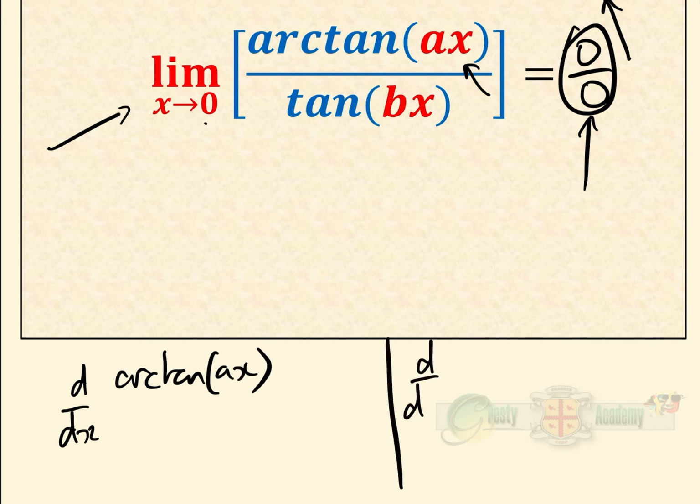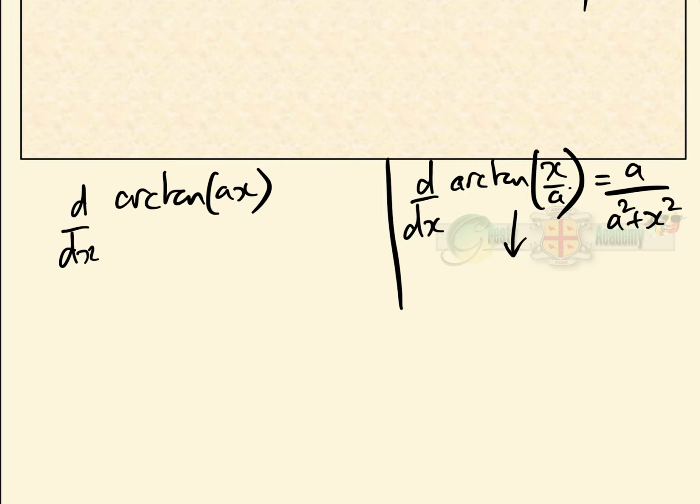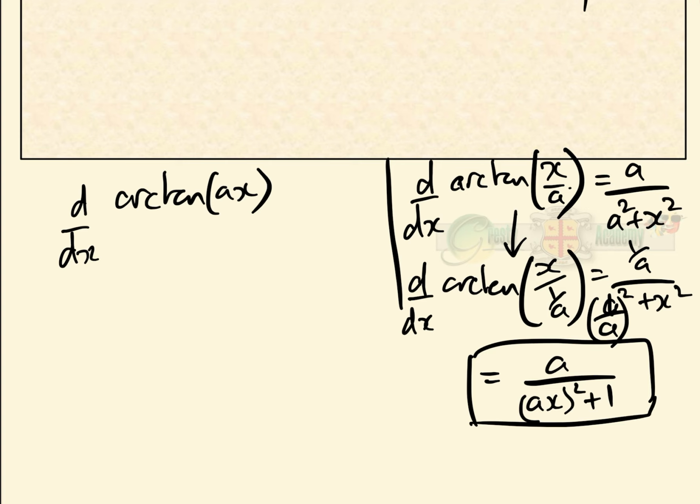Now most people remember how to differentiate arctan of x over a, which they remember as being a over a squared add x squared. Well, we could use this. All we would have to do is put 1 over a instead. So the differential with respect to x of arctan of x over 1 over a, i.e. ax, is equal to 1 over a squared, 1 over a squared add x squared, multiplying through by a squared. That would give us a over ax squared add 1. That is actually the differential that we seek.